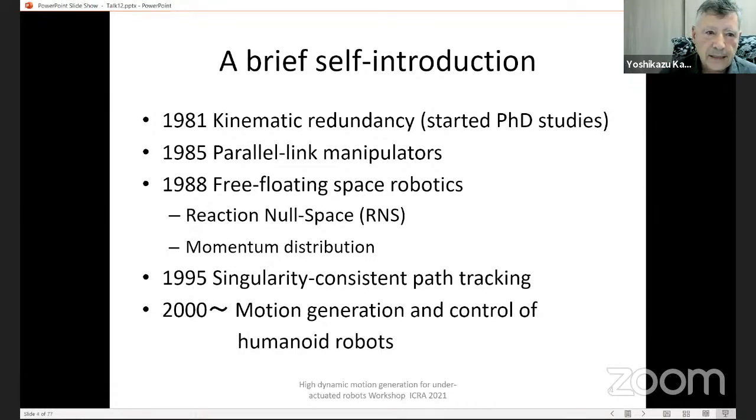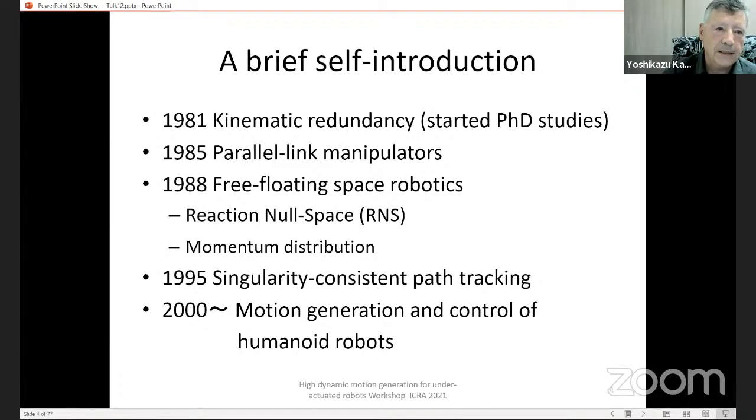So from my studies, actually, when you see here the dates, it's 40 years ago, a long time ago, I started with my PhD study. So during these 40 years, I have picked up here for this talk 5 topics.